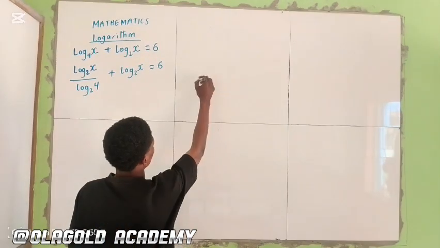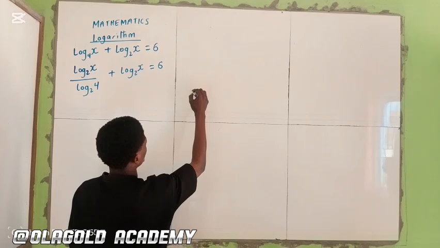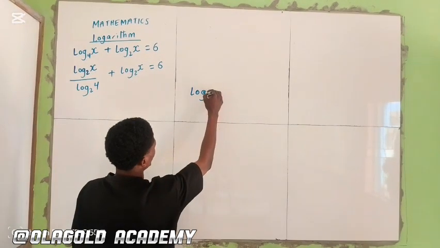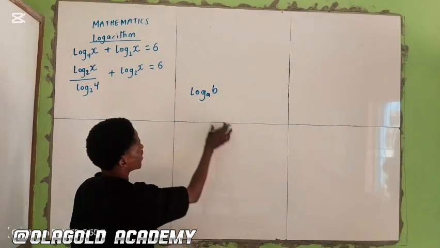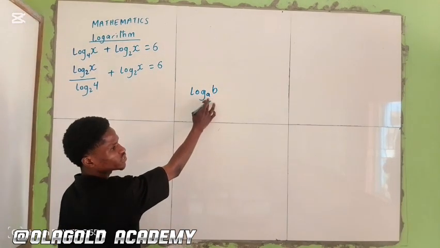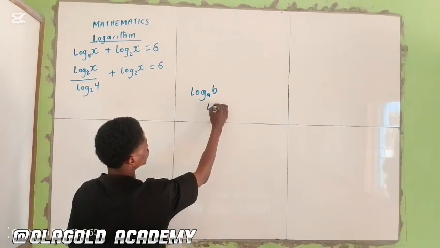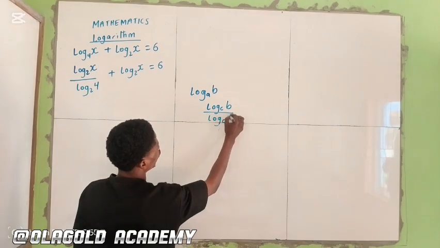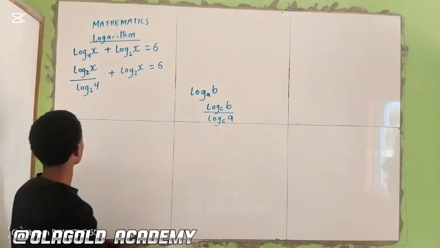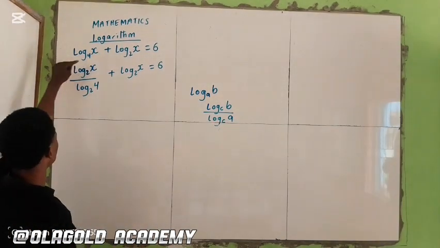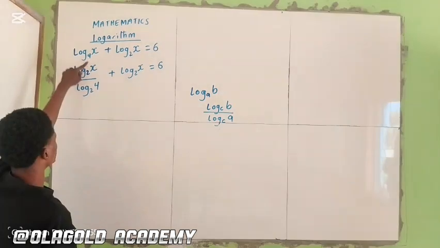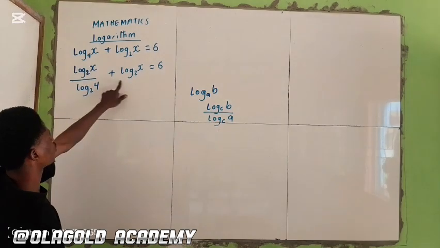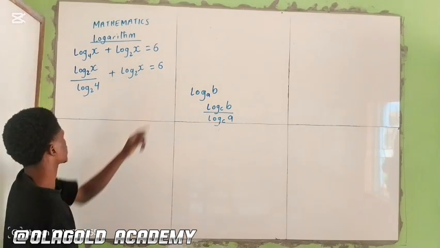We're having a law in logarithm, which is the law of change of base, that if we have log a of b, I can change the base from base a to base c. So I'm going to have log c of b over log c of a. The same way, I change the base from 4 to base 2. So I have log 2 of x over log 2 of 4 plus log 2 of x equals 6.